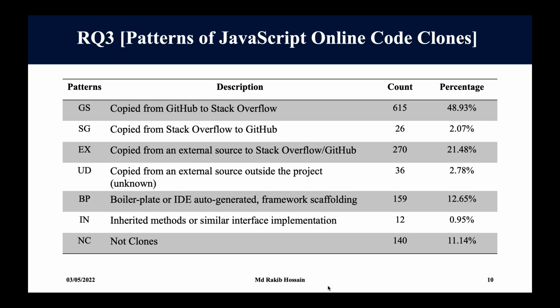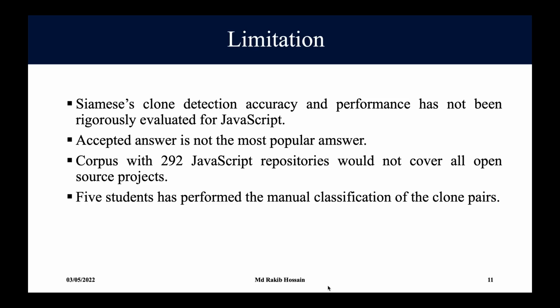There are some limitations in our study. We are using only Siamese, and Siamese's JavaScript clone searching accuracy is not evaluated yet. We only consider the accepted answers, but it can happen that an answer can get a large number of votes but is not accepted. Only 5 students performed the manual classification and it can create human bias.